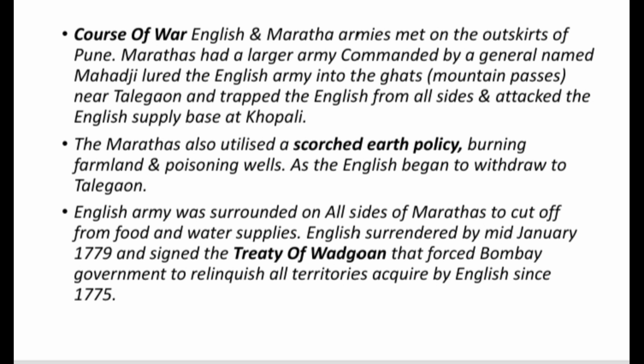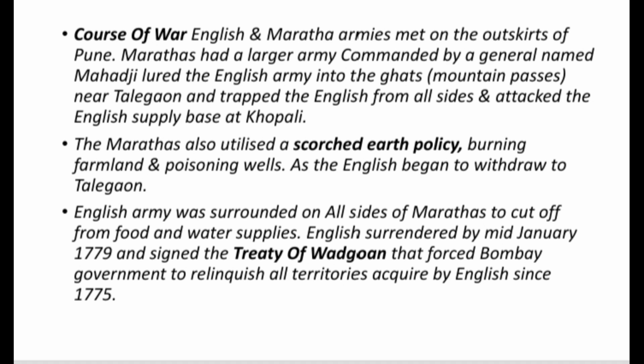The Marathas also utilized a scorched earth policy, burning farmland and poisoning wells. As the English began to withdraw to Talegaon, the Marathas attacked, forcing them to retreat to the village of Wadgaon. Here the English army was surrounded on all sides by the Marathas and cut off from food and water supplies. The English surrendered by mid-January 1779 and signed the Treaty of Wadgaon, which forced the Bombay government to relinquish all territories acquired by the English since 1775.